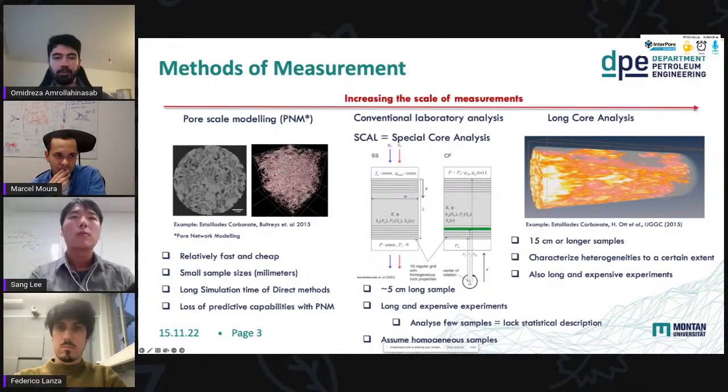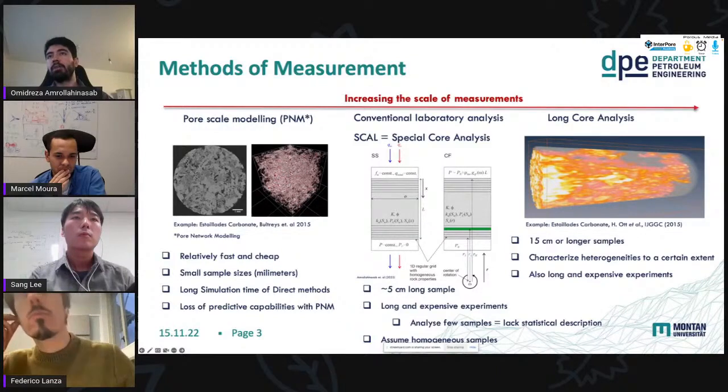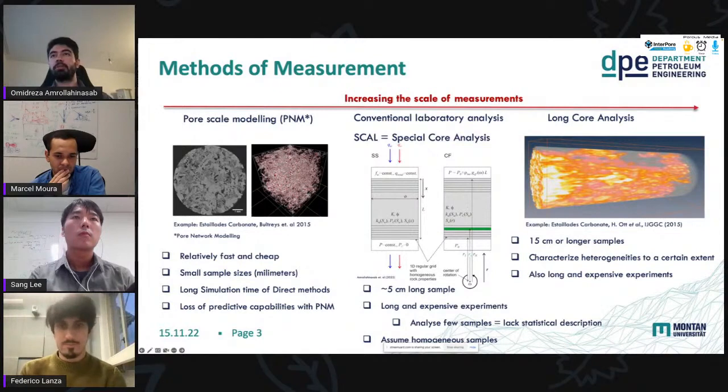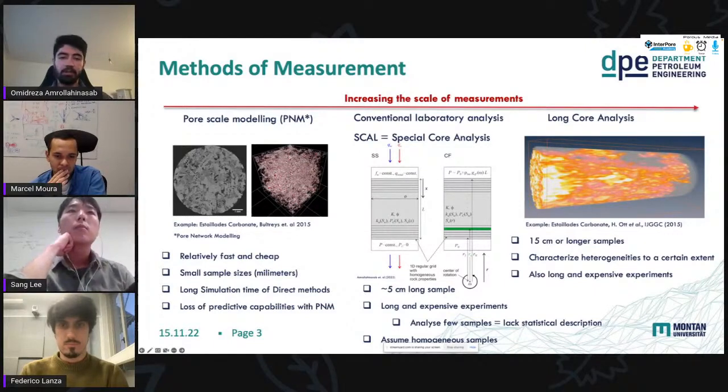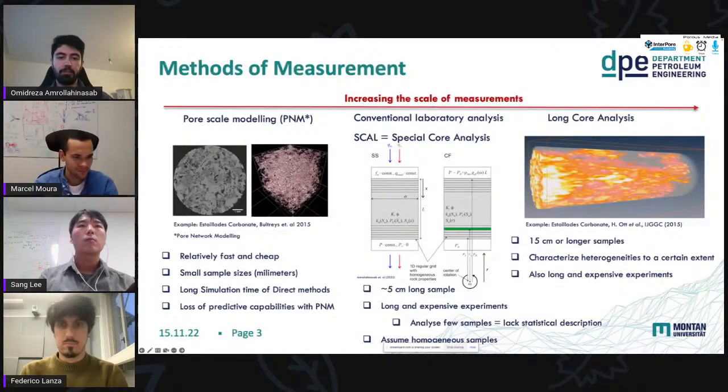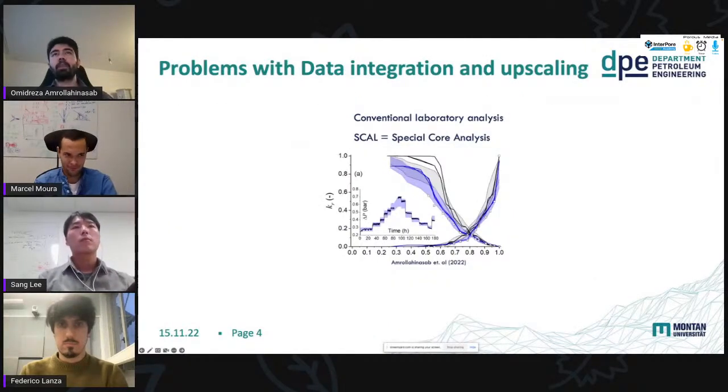On the other end, if you want to capture more properties of your rock and characterize heterogeneity, you can go to a larger sample. You can do the experiment or simulation on, for example, samples of 15 centimeters and longer, and here you can try to capture your heterogeneities. But in the end, this takes a lot of time, both for the experiment and the simulation.